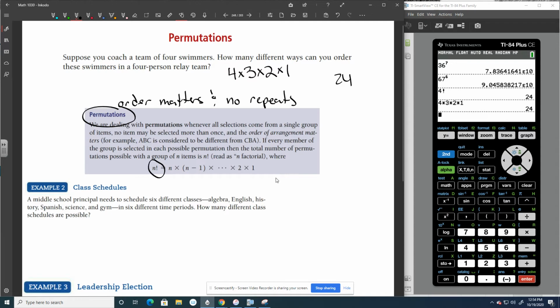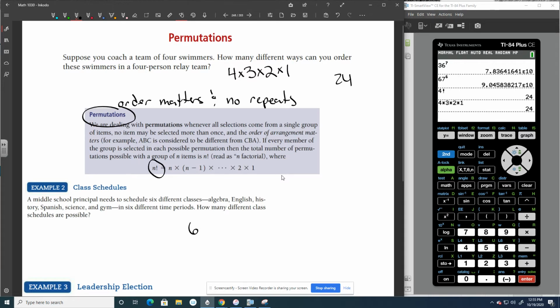Okay, so example 2, class schedules. A middle school principal needs to schedule 6 different classes, algebra, English, history, Spanish, science, and gym, in 6 different time periods. So how many different class schedules are there? So you've got to take algebra, English, history, Spanish, science, and gym. How many different ways can those classes be scheduled?